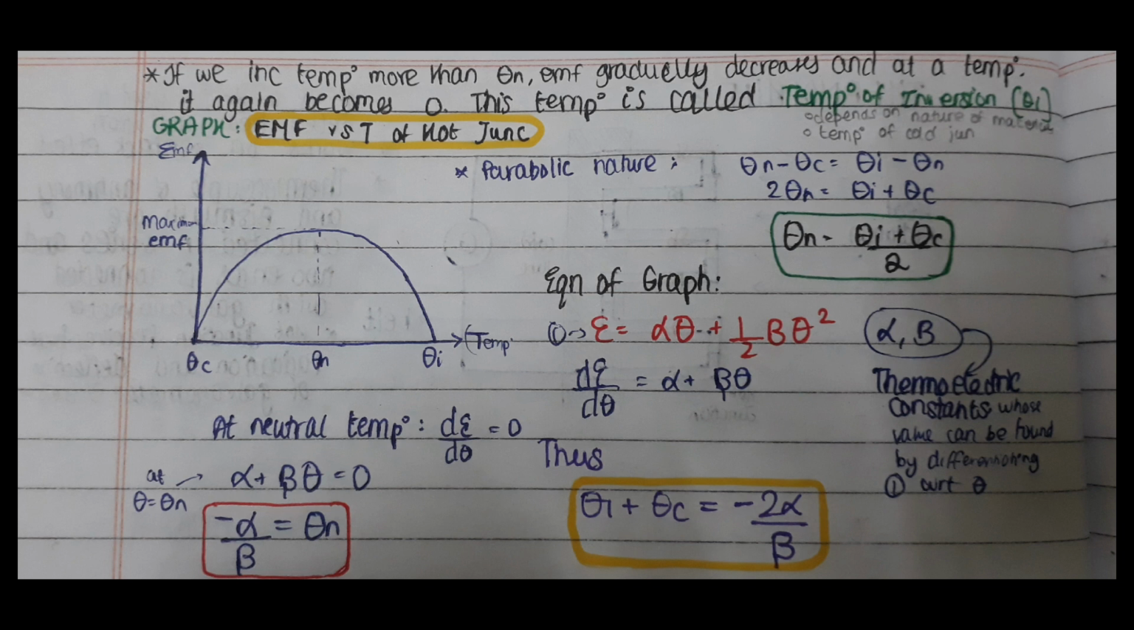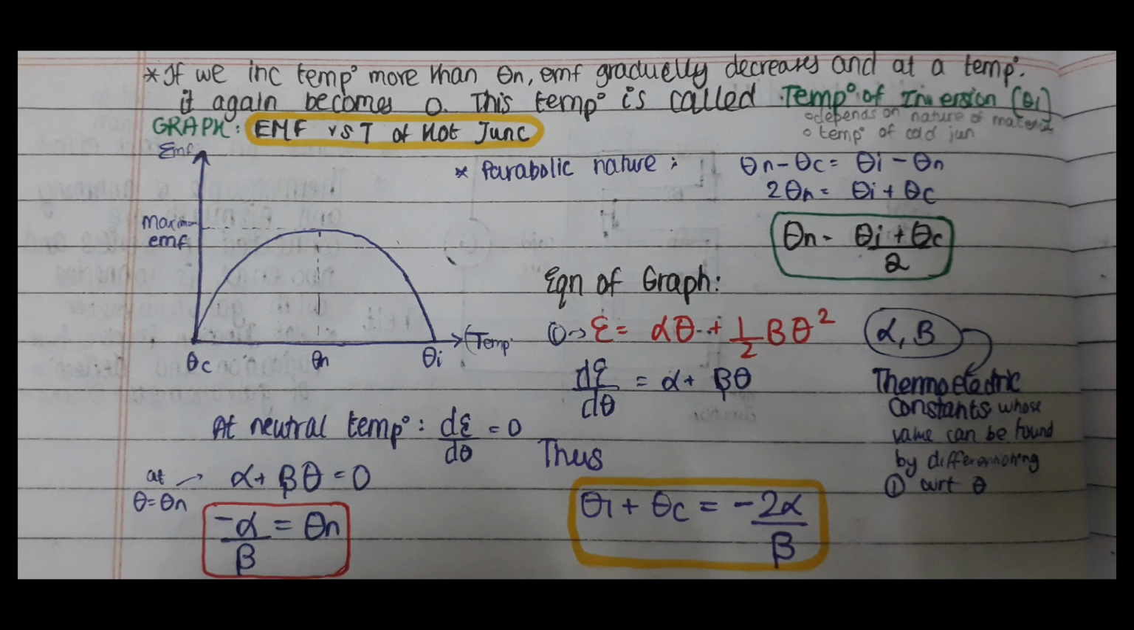At neutral temperature, dE by dt is equal to 0. The rate of change of thermo EMF with respect to temperature is 0. With that, we derive the following equations. Theta n is equal to minus alpha by beta, and theta n is given by theta c plus theta i by 2. So we derive these formulas.